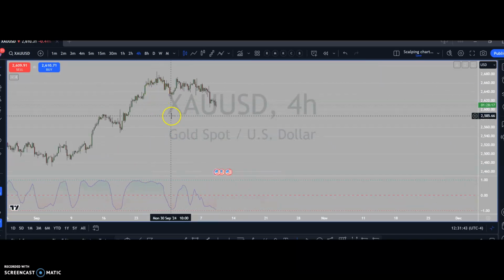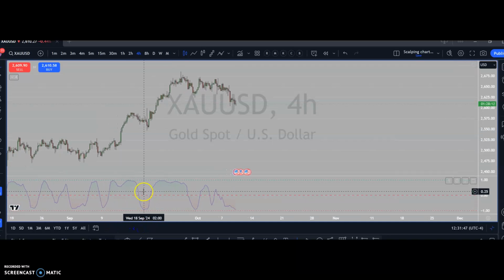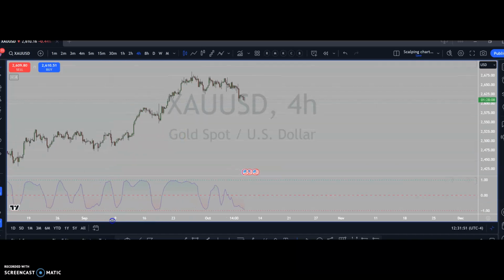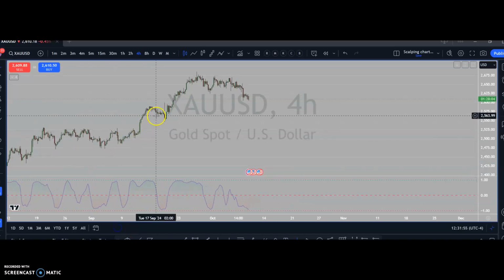So on my 4-hour chart, this is a chart of gold, and today is the 10/9/24. What I do is I kind of condense my chart in from left and right. You don't want to go too far back because you want to get as close to price as possible, and you want to start creating a trap. So you want to box in price, okay?